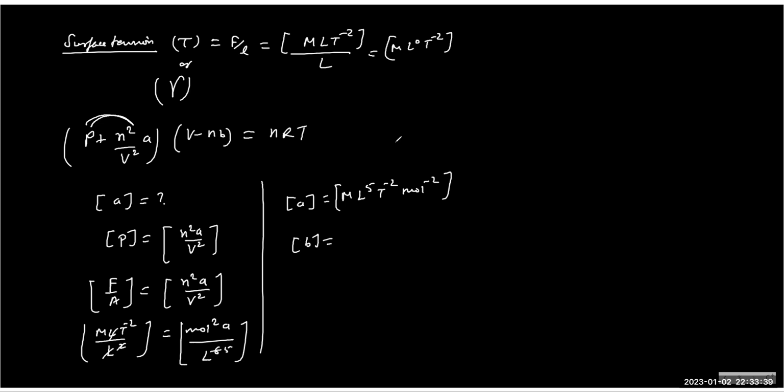What is the dimension of B? So you are subtracting the L term cube by NV. So the NV dimension must be the same as volume, L cube. Sorry, L cube. The dimension of B is how much?